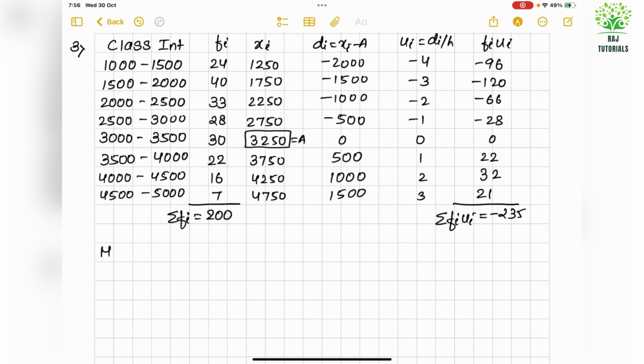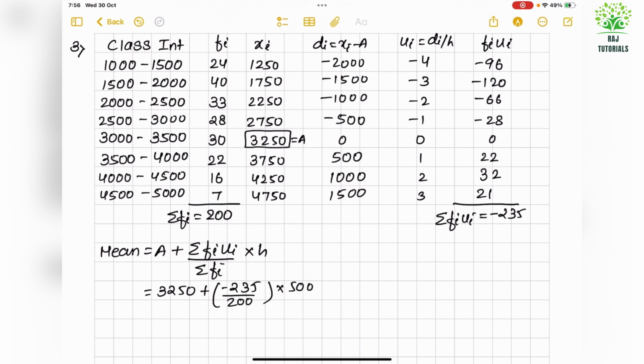So mean will be a plus sigma fiui upon sigma fi into h. So that is 3250 plus -235 upon 200 into 500. So that is coming to 3250 minus 587.5. So that is coming to 2662.5.